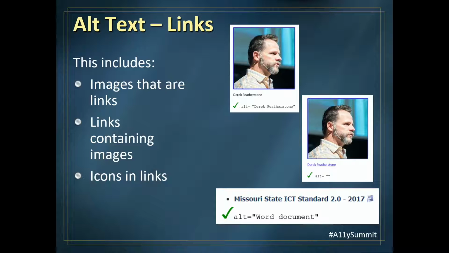Okay, alt text. In this case, we're integrating an image, and it's also serving the purpose of a link. So we're kind of getting into function as well as content in this case. I've got a few examples here. Images that are links. So in this case, the top image I have here of Derek Featherstone is highlighted blue, giving me that visual indicator that it is a link, and it could go to, for example, bio information, more detailed information about the speaker.